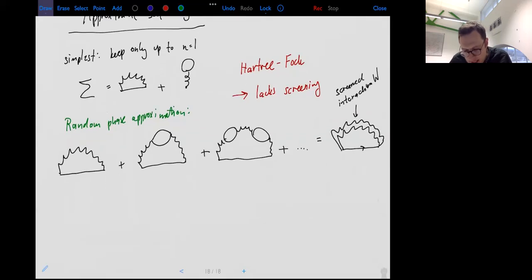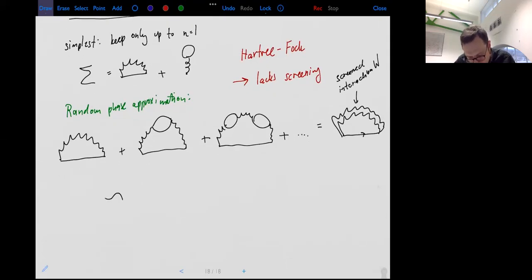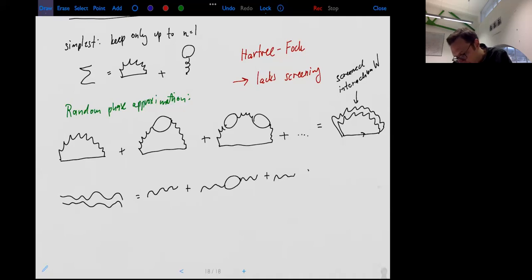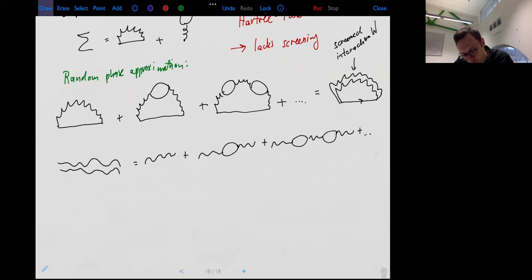Okay, so let's look at this a bit more. We have defined this double wiggly line W, the screened interaction, as the bare interaction plus the bare interaction with a bubble, and then two bubbles and so on and so forth. Again, we can see that this equation has a similar structure as the equation for the interacting Green's function. In particular, we can write it in the following way.